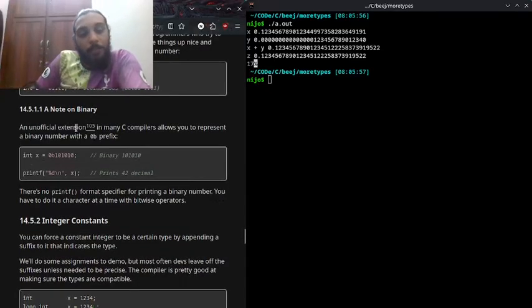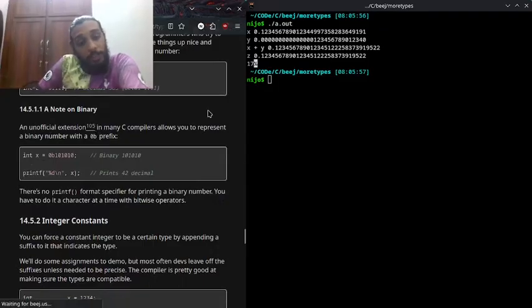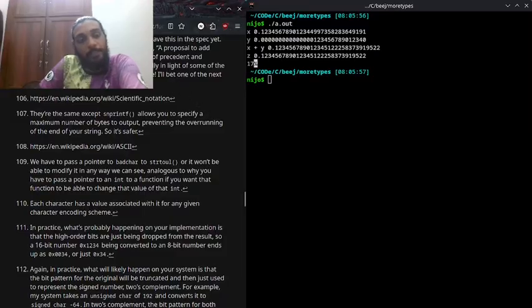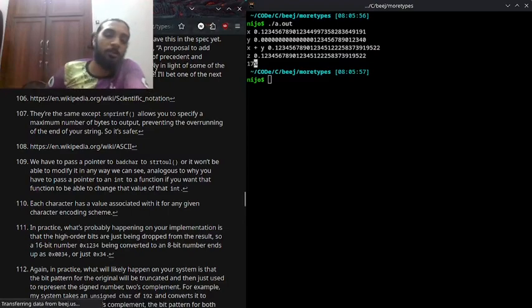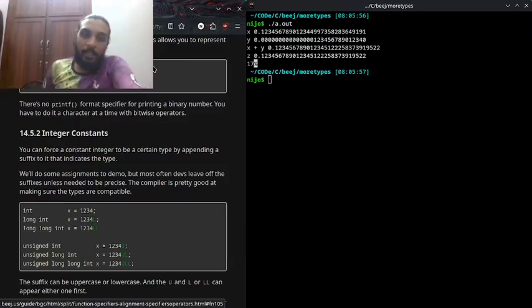A note on binary. An unofficial extension. Oh, unofficial extension. It's mildly surprising to me that C doesn't have this in the spec yet. In the C99 rationale document, they write a proposal to add binary constants was rejected due to the lack of precedent and insufficient utility, which seems kind of silly in light of some of the other features they kitchen sinked in there. I'll bet one of the next releases has it. Oh, okay. So it allows you to represent a binary number with the 0b prefix. Yeah, 0b makes more sense. Prints 42. Yeah, 0b makes sense. There is no printf format specifier for printing a binary number.